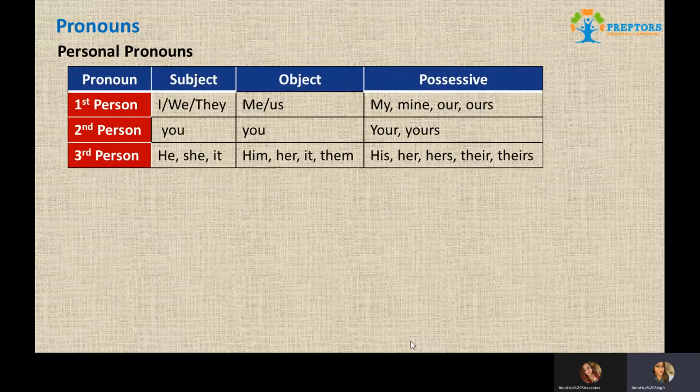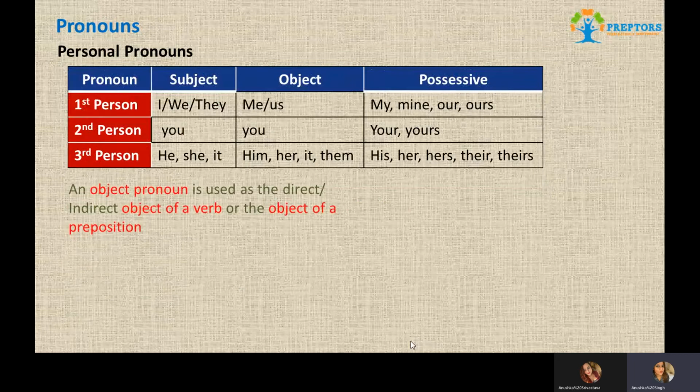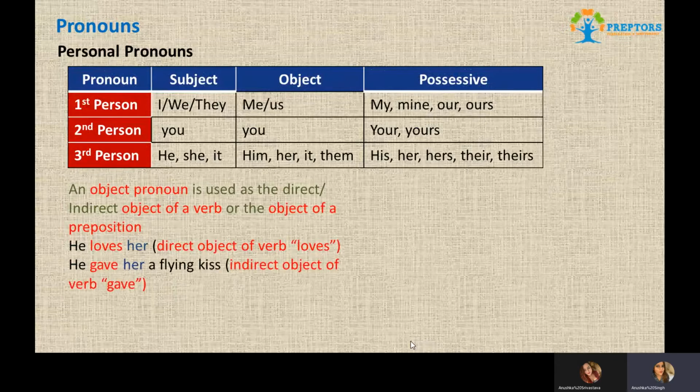Now when we talk about personal pronouns, they also have an objective case. An object pronoun is either used as the direct object or indirect object of the verb or object of the preposition. If I say he loves her, the action of loving is directly onto her. Hence, in this case, it becomes direct object. He gave her a flying kiss. He gave a flying kiss to whom? To her. So, her becomes an indirect object of the verb give.